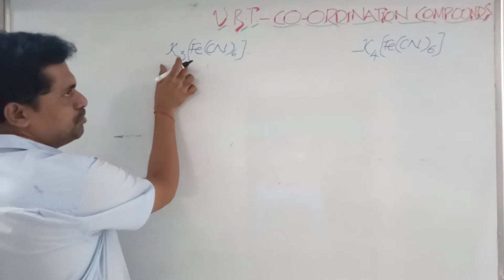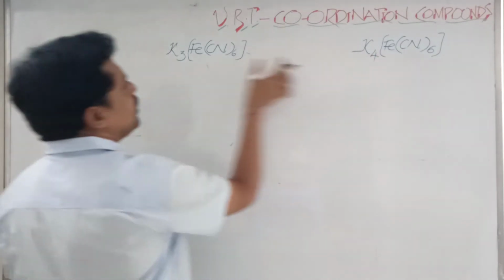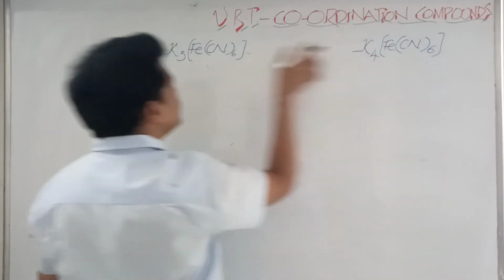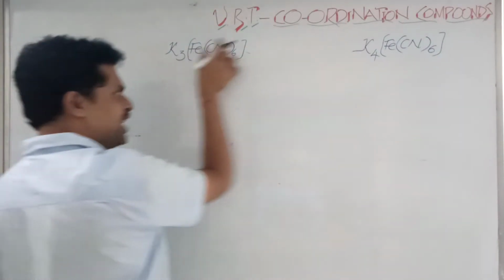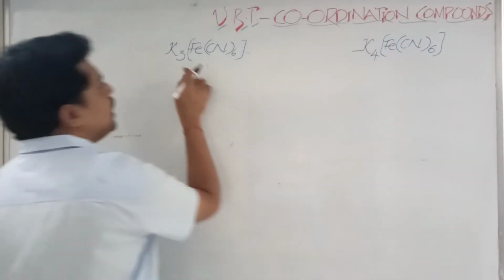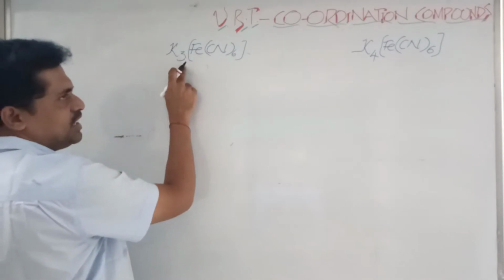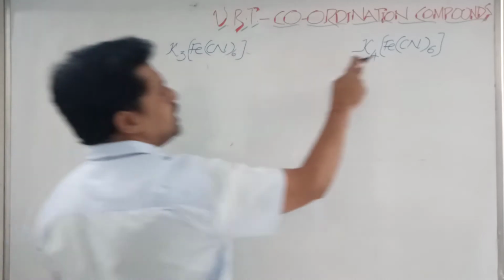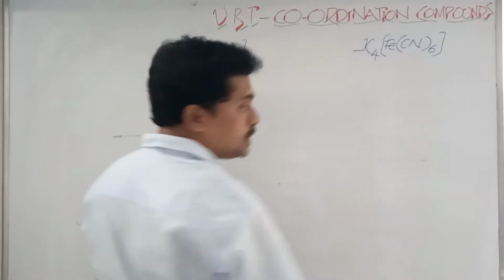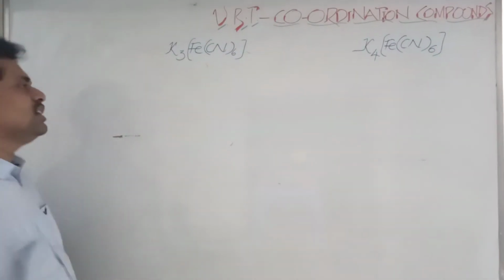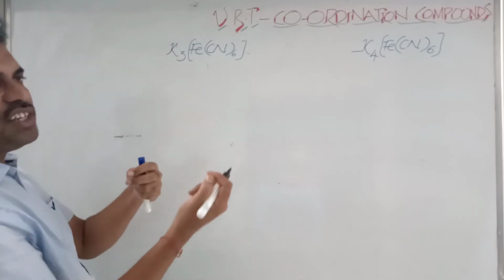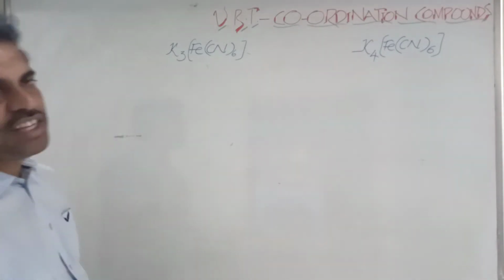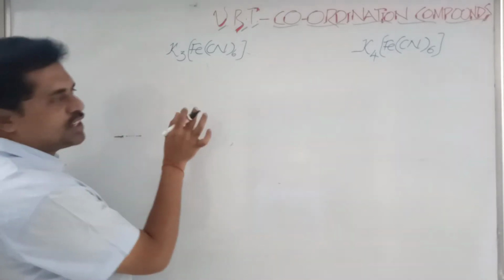So this is potassium. It is also potassium. Six cyanides are there, hexacyanide. It is also hexacyanide. Anionic complex, ferrate. It is also ferrate. But the oxidation state here is 3. So potassium hexacyanoferrate(III). It is potassium hexacyanoferrate(II). That is the only difference here. So with that difference, what are the structural changes and what are the magnetic changes we are going to get? Let us have a look.